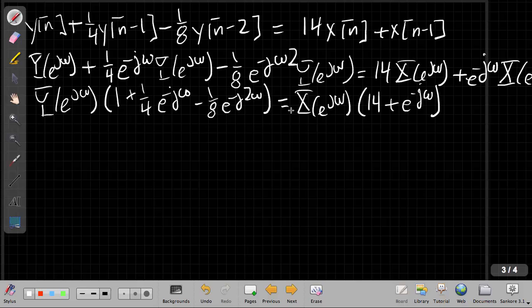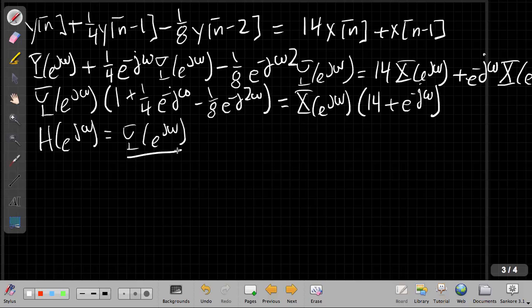Okay, so again, this is the same as the equation I just had. I've just pulled the y and the x out because I'm getting ready to divide it to solve. Remember, the next thing I want to find is H of e to the j omega, which is the ratio of the output over the input Fourier transform.